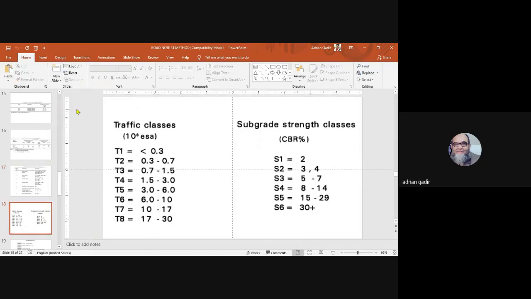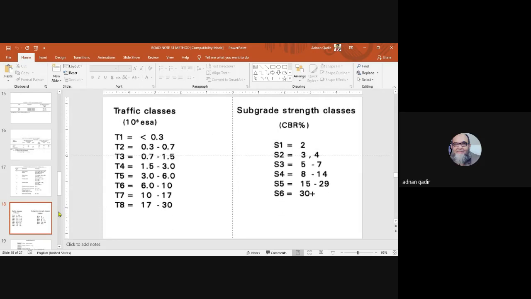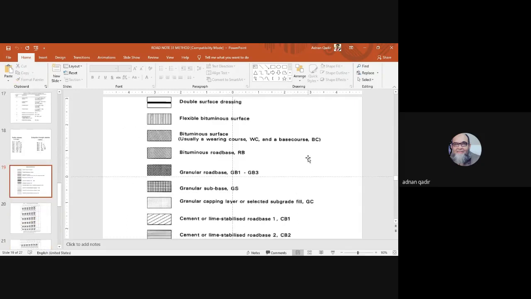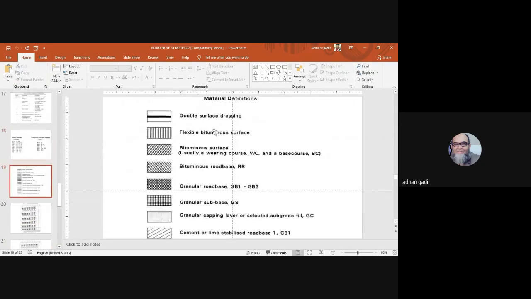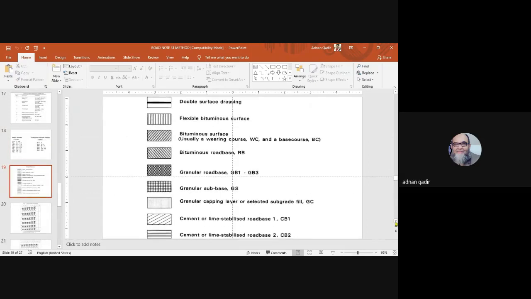So to summarize that, you have traffic classes T1 to T8, and you have subgrade classes S1 to S6. With each number decreasing, your values are also increasing. First is T8, 17 to 30 million ESALs, and S6, 30 plus. These are the symbols that are being used: DST, flexible, and these are the symbols that will be used in your template.